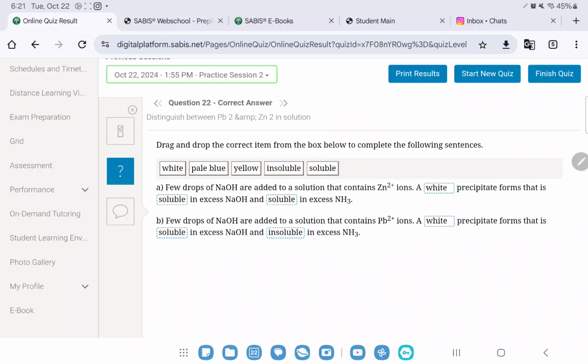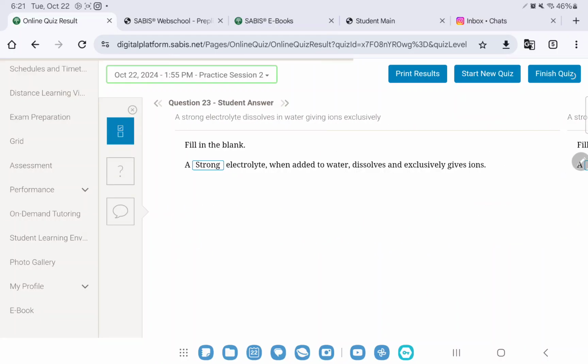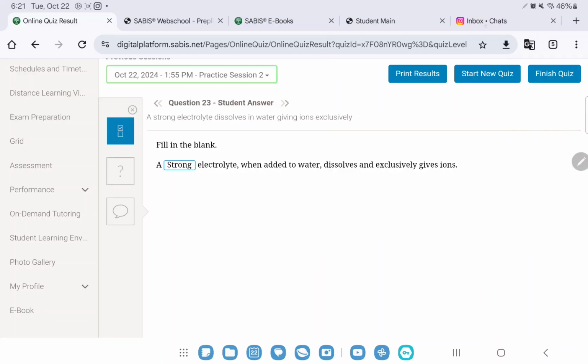Okay, so here we have a question that tells us you added a few drops of NaOH to zinc. I told you zinc is gonna be white and always soluble. NaOH and Pb, it's gonna form also white, but Pb is soluble in NaOH, insoluble in NH3. Memorize. These I can't really help you explain them. All memorization.